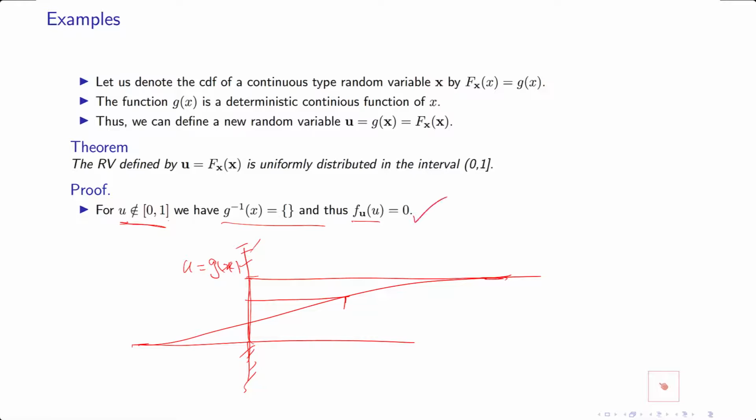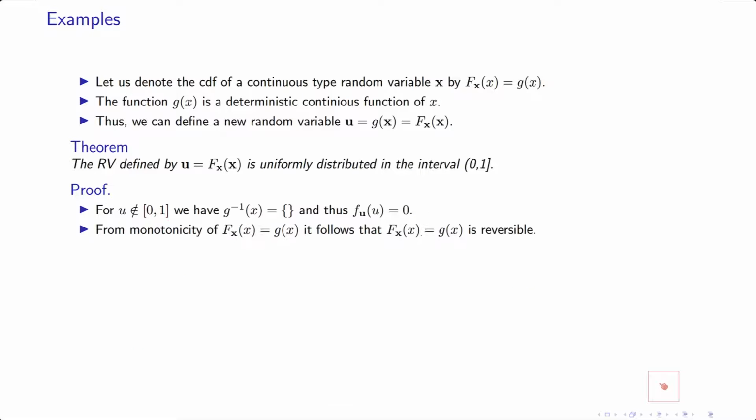So this is one part. Now, if u is between 0 and 1, you have only one solution. So this equation, u equal to g of x, always has a solution. F_X inverse of u is going to be your solution.